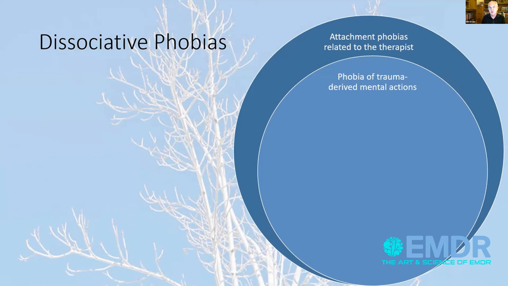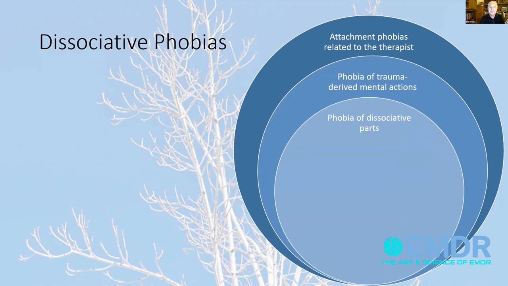And then the next phobia down that most often is going to emerge is the phobia of trauma-derived mental actions. They didn't do a great job in the chapter of telling you what those are, so I'll tell you. They're basically the defensive action systems of fight, flight, freeze, submit, and attachment cry. It can be other things too, but those are the core things. Remember, the ANP by definition is phobic of these things: fight, flight, freeze, submit, and attachment cry. So we have to work on that phobia using the methods described in this chapter.